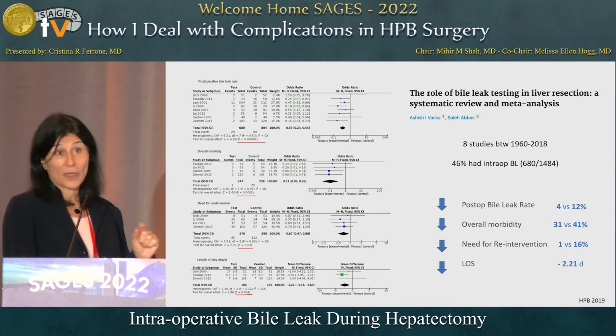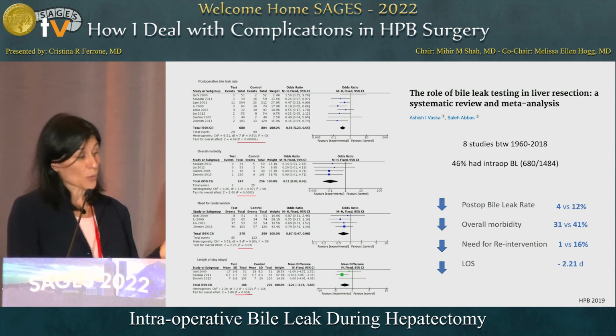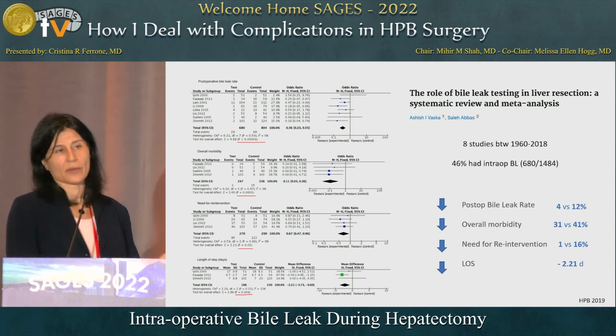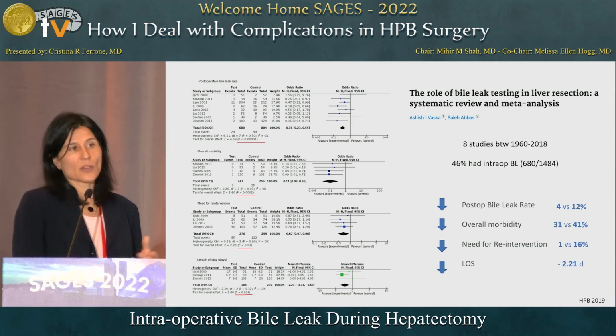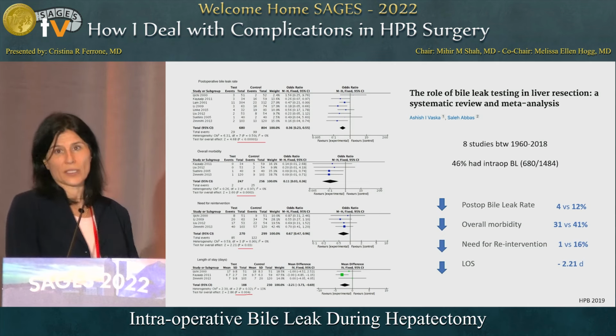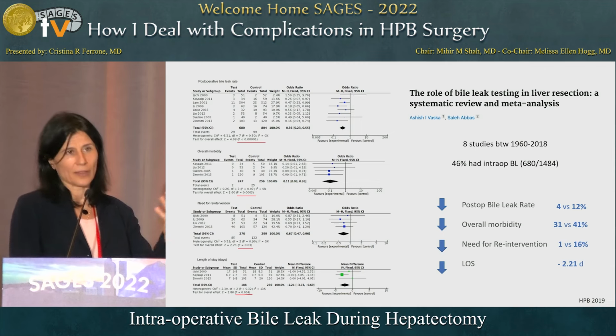Their overall morbidity was also lower. The need for intervention was lower, and the length of stay was lower. So these were all statistically significant. So I think that there is utility to doing this, and it does take a little bit of extra time, and you do have to take the gallbladder, but in many liver resections, we're taking the gallbladder anyway.